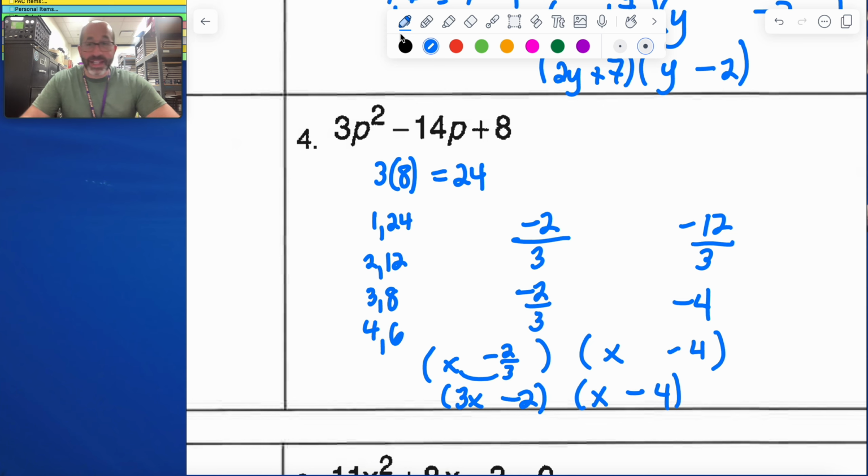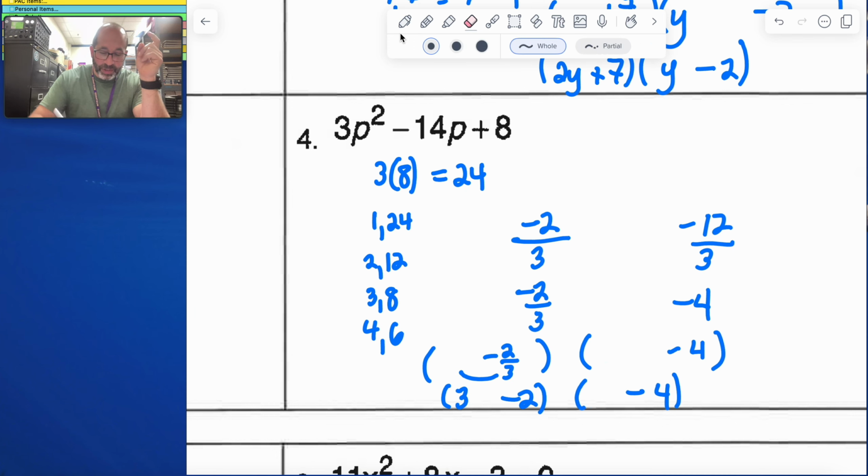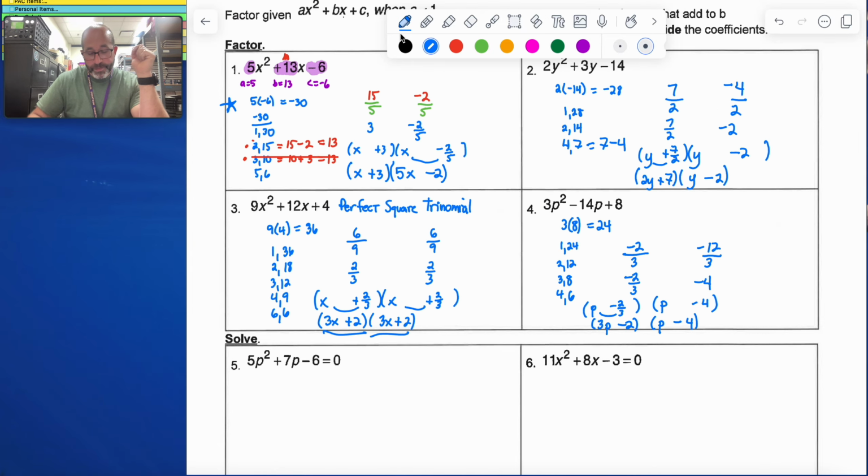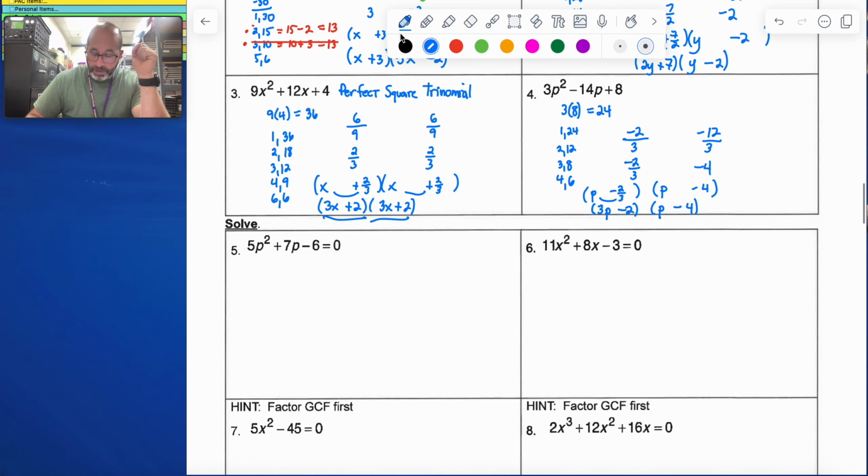And I did it again. See, I told you guys, I fall in this trap all the time too. It's not going to be an x that we're going to use here. It's going to be a p. When you write your answers on Class Kick, you need to make sure that you use the p for that, not an x. Okay? All right, take a look at number 5.